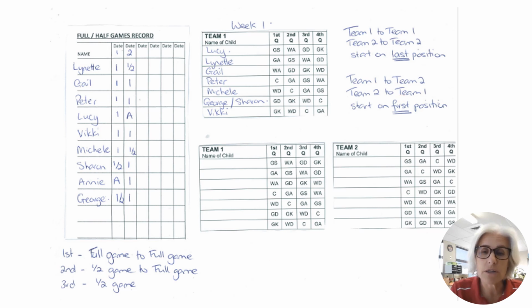So in this case, I'm going to be looking at Gail, because I know that 1 week she had a full game and the second week she's having a full game. So I've looked at the draw. I'm doing the Team 1 rotations. Gail ended up Team 1 to Team 1, start on the last position. She ended up at wing D. So Team 1 to Team 1, I need to put her down here. Gail, excuse the writing, it's very tiny and very hard. So she starts at wing D because that's where she ended up the week before.